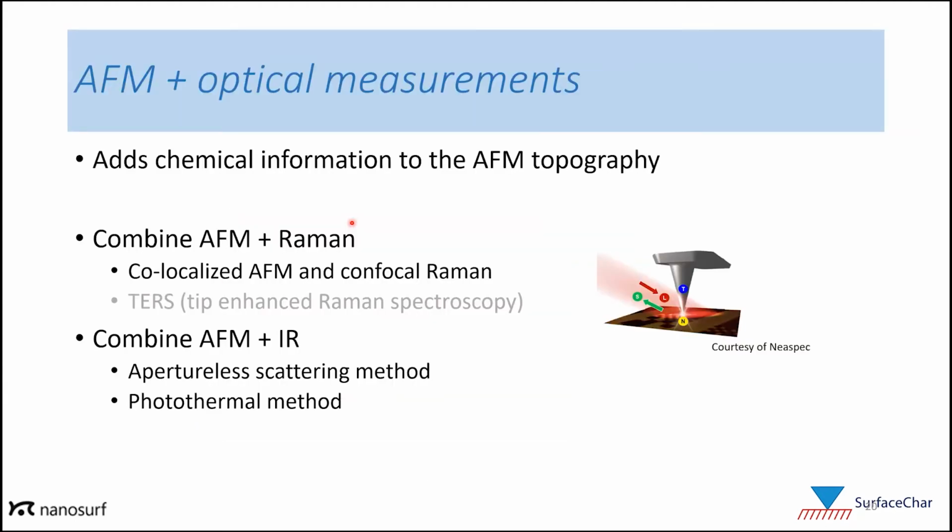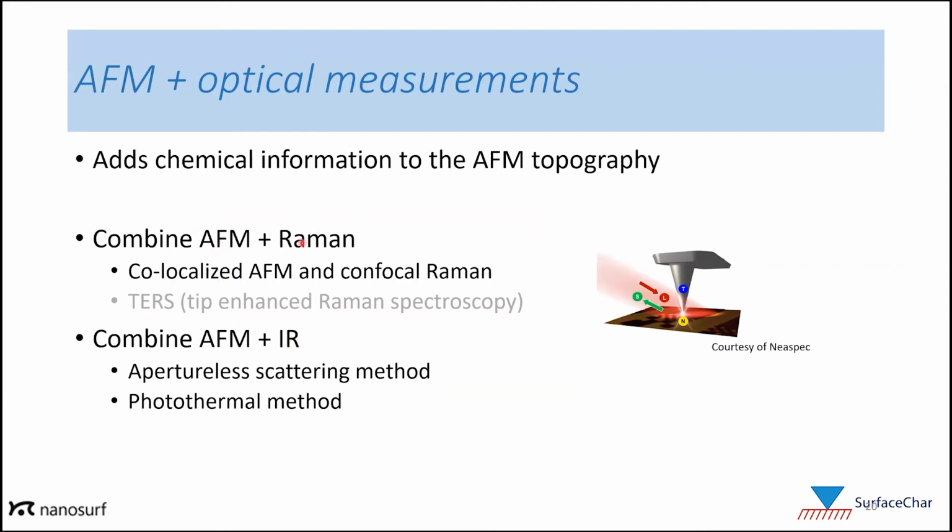The final category I want to discuss is combining AFM, or using it as a platform, for optical measurements. Optical measurements can provide a really important key of adding chemical information or specificity to AFM topography. There are two main avenues for this. We can combine AFM with Raman measurements, and then AFM with infrared, or IR, measurements.